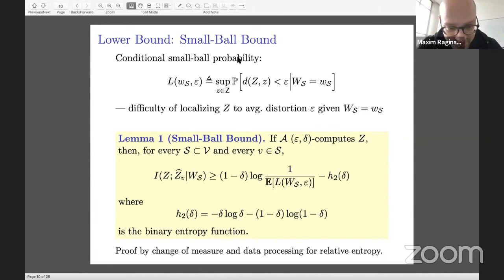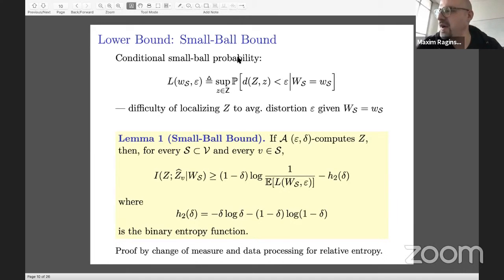So with this definition, we can come up with the following lower bound, which we call the small ball bound. And the bound goes like this. If we have an algorithm that is claimed to epsilon-delta compute the value Z, then for every subset of the nodes, S, and for every node in that subset, V, the amount of information the estimate of the function at V contains about the value of the function, given the inputs to the function among all the nodes in S, is lower bounded by a quantity that involves 1 minus delta, that's the probability of error, times log of 1 over the expected value of this small ball probability, minus the binary entropy of delta.